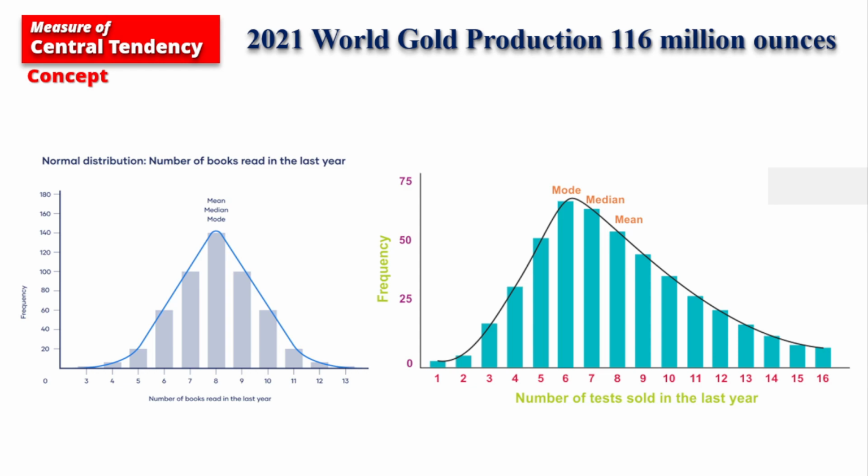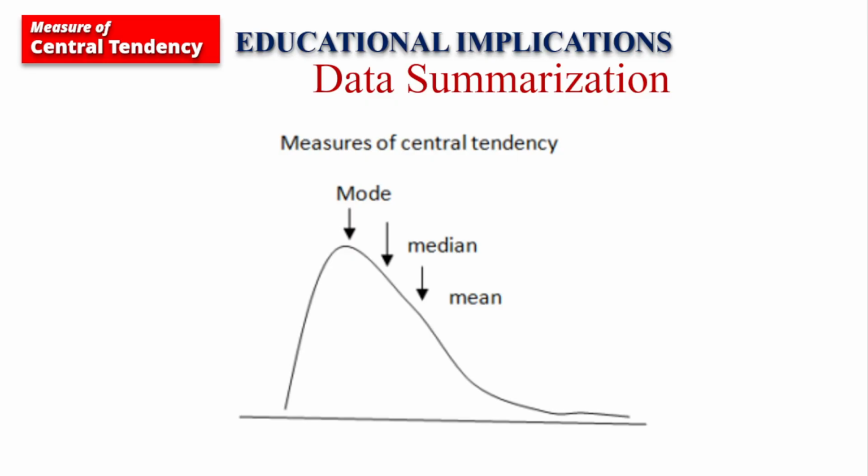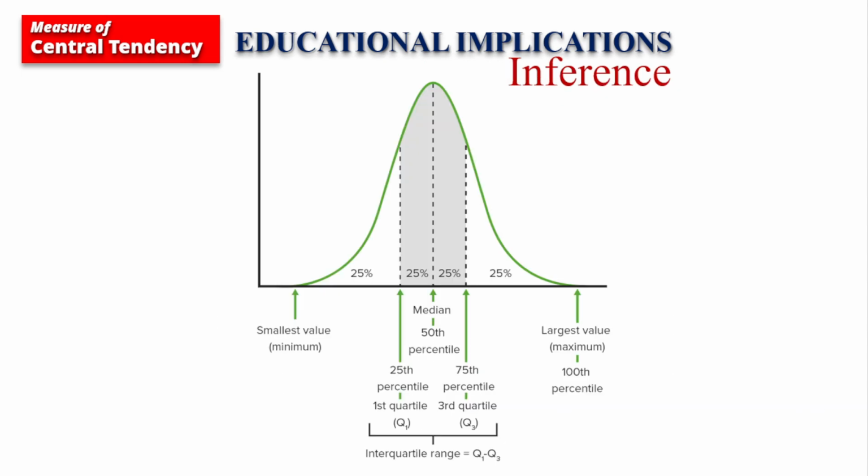Here are some reasons why they are important in education, that is, the educational implications of measures of central tendency. First is data summarization. Central tendency measures simplify complex datasets by reducing them to a single representative value, making it easier to grasp and communicate the data's essential characteristics. Data comparison. They allow for the comparison of different datasets or subgroups within a dataset. For example, comparing the average salary of employees in two different departments.